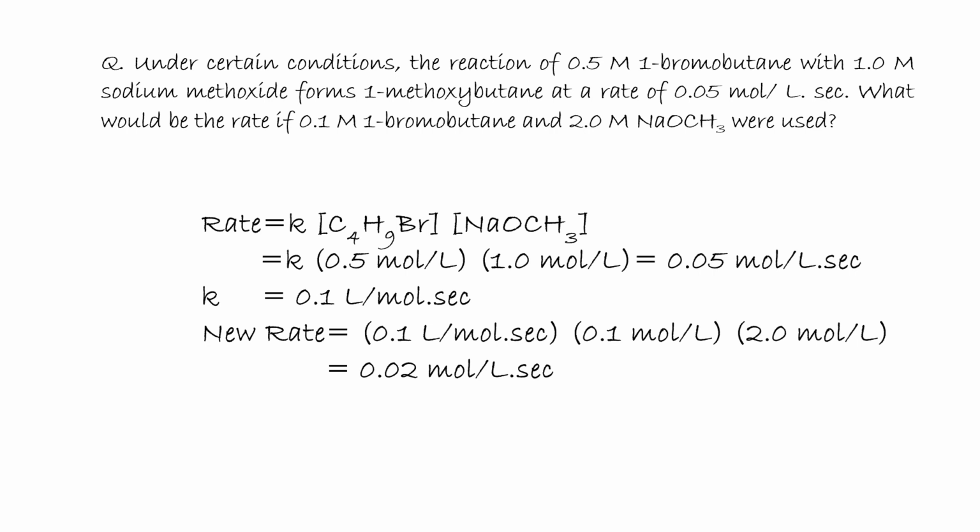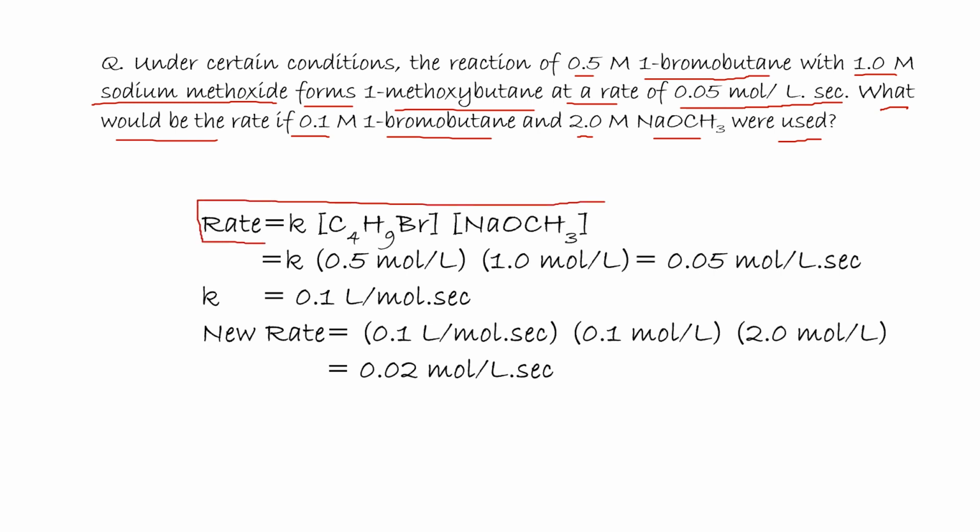Under certain conditions, the reaction of 0.5 molar 1-bromobutane with 1 molar sodium methoxide forms 1-methoxybutane at a rate of 0.05 mole per liter second. What would be the rate if 0.1 molar of 1-bromobutane and 2 molar sodium methoxide were used? We know that this is the rate equation: the rate equals rate constant times concentration of substrate times concentration of the nucleophile.